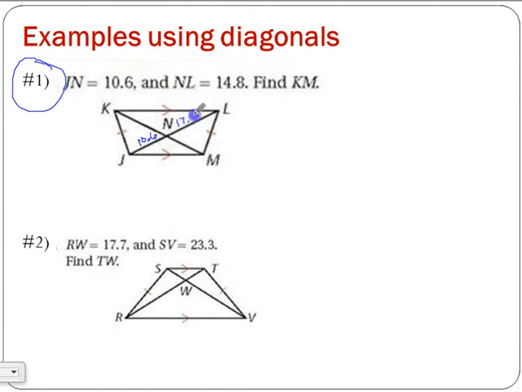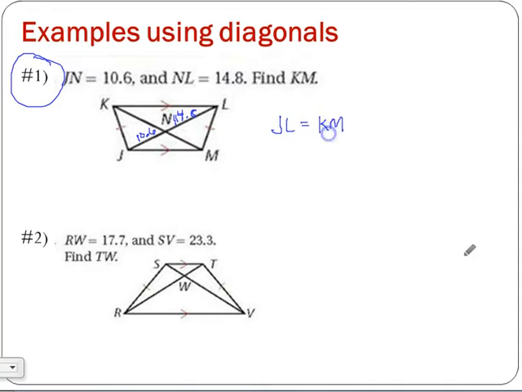NL is 14.8. So I'm trying to write those in there for us. We need to find KM. Well, we know that the length of JL has to be equal to the length of KM, because we know this is an isosceles trapezoid based on two sides being congruent. These two sides here are congruent, and then we have that set of parallel, opposite sides. So we know this is an isosceles trapezoid, therefore we know that the diagonals are congruent to one another.